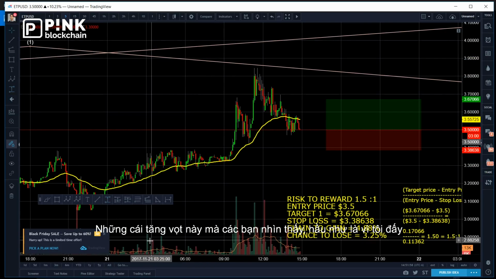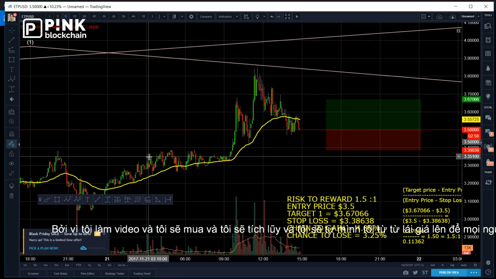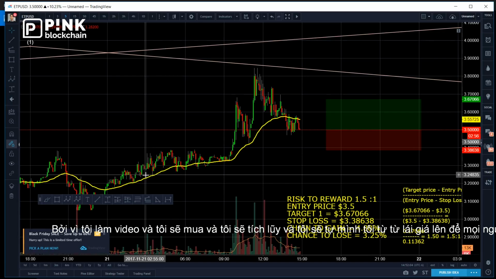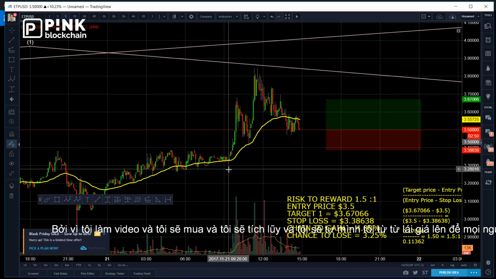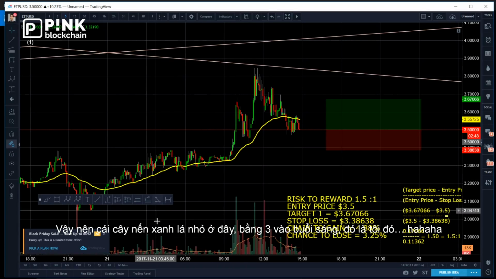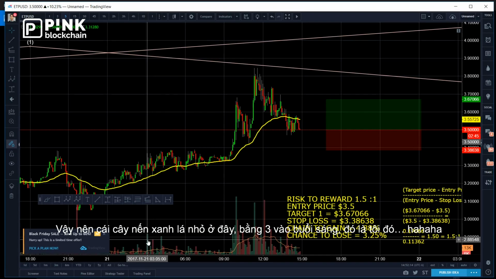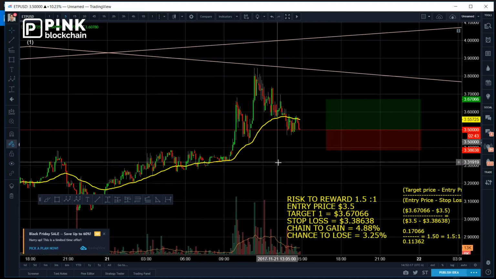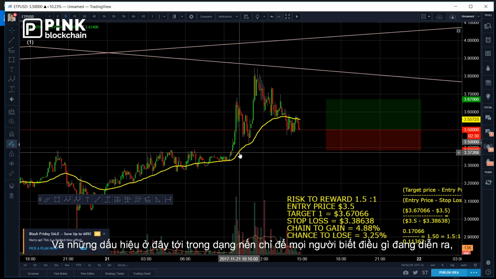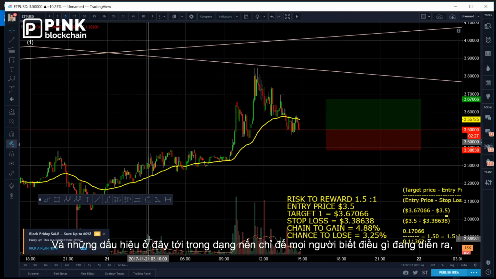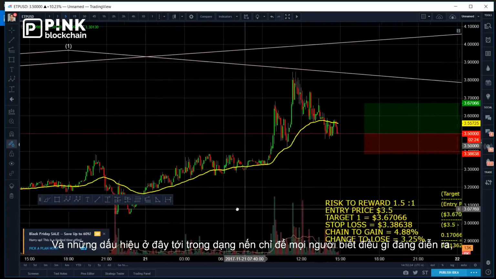And these spikes that you guys see are most likely because of me, because I make the video and I will buy and I will accumulate and I will slowly drive up the price myself just to give people watching the charts there. So this little green spike candle right here around 3 in the morning, guys, that's me. If it's a low 24-hour volume coin, I will give the market a signal sometimes if I'm entering a large position, and these signals right here come in the form of a candle just to let people know that something is going on.